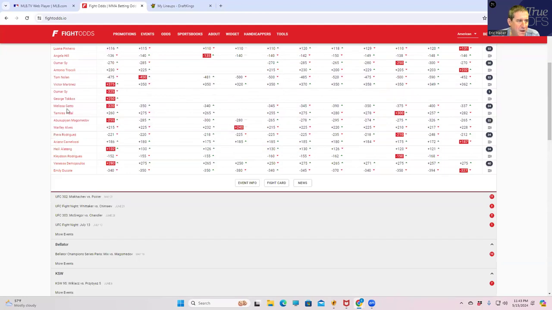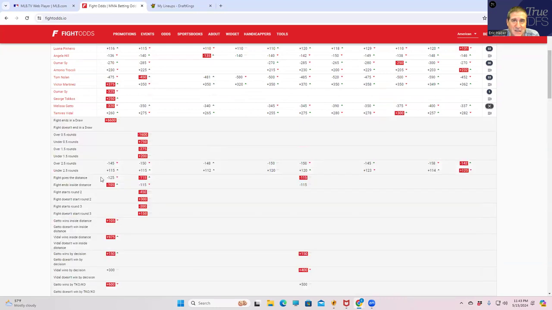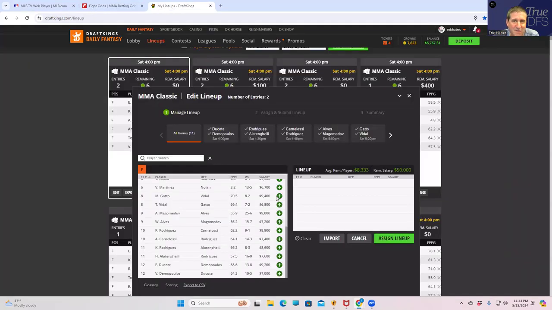All right, Melissa Gatto versus Tamira Vidal. This is a very surprising inside the distance line here. I just presumed this was going to look like the Dakota fight, but she actually has a pretty good inside the distance line here at plus 105. That's pretty surprising to me. But nonetheless, it's still not great for her price. She's 9,400, and you certainly need a little bit more than that, but it's better than I thought it would be.